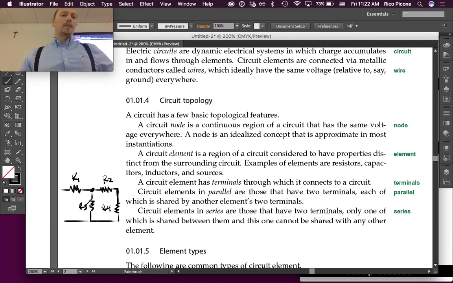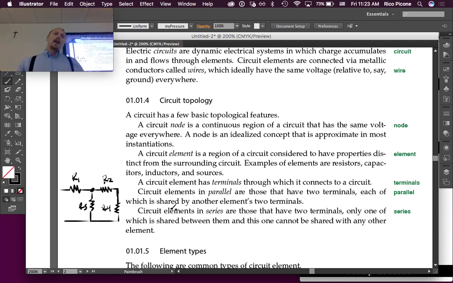Now, what about R3 and R4? Well, R3 is parallel to R2 and R4. Series. Series of R2 and R4, wouldn't it? So you're saying that if you were to combine R2 and R4 into a composite resistor, it would be in parallel with R3. Yes. That's correct.